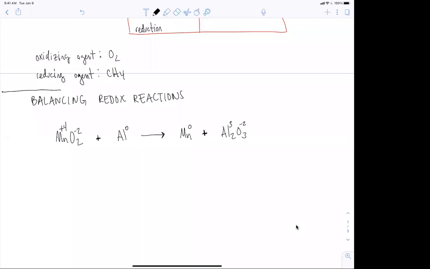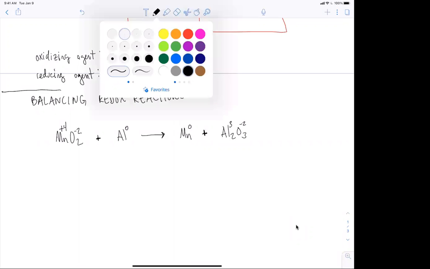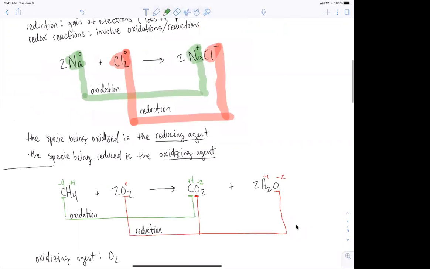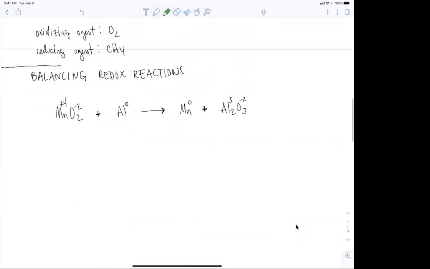Let's do it this way. Let's break it up into half reactions. What was I using for reduction? Oxidation, I'm using green. Okay, so let's identify what's being oxidized here.